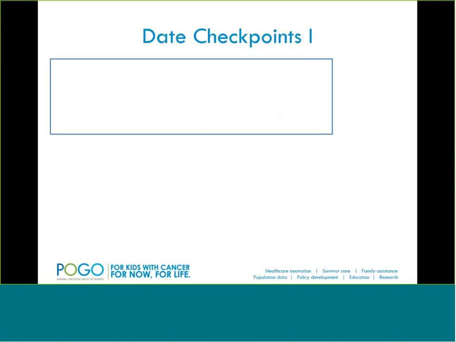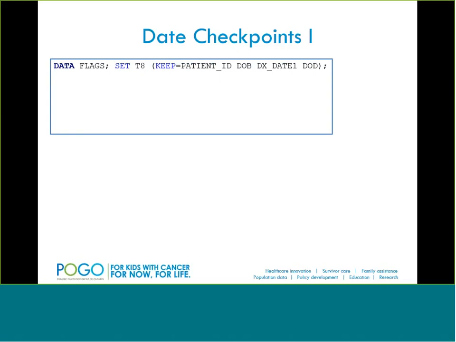So first, I want to create some date checkpoints. In this date checkpoint, I'm telling SAS that I want you to create a new data set. And this data set, I'm labeling as flags. I label it flags just so I know that this is a data set that I'm using to flag any dates that don't make sense to me.